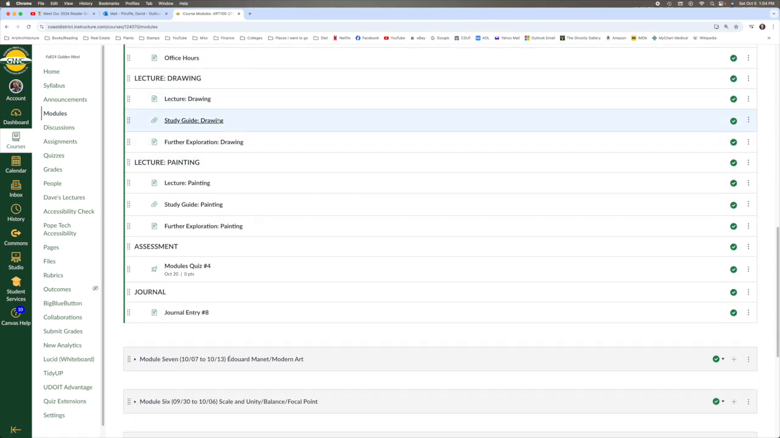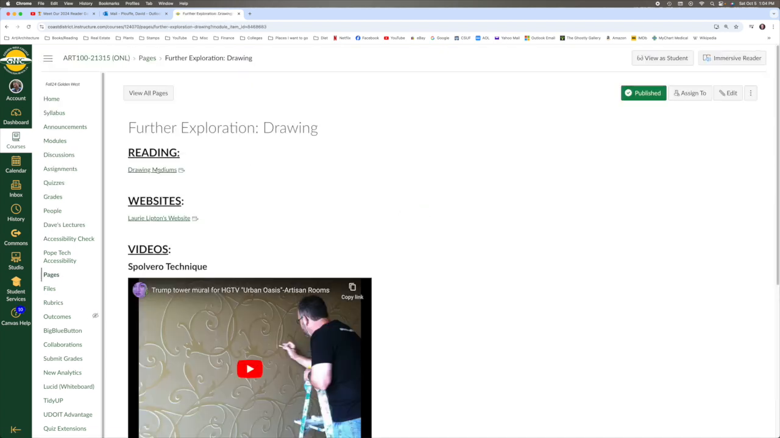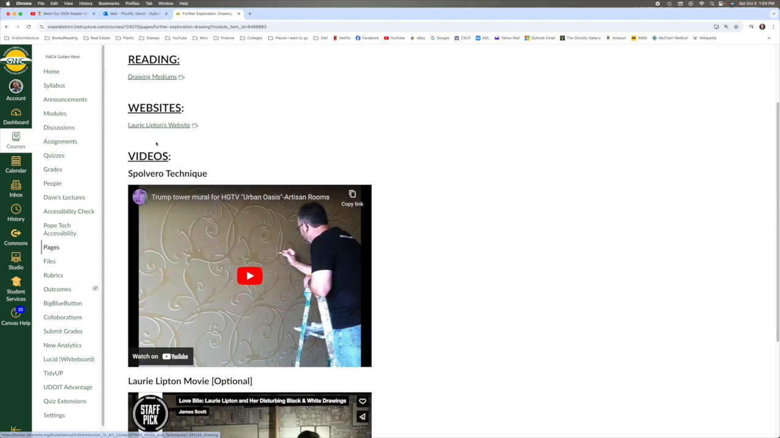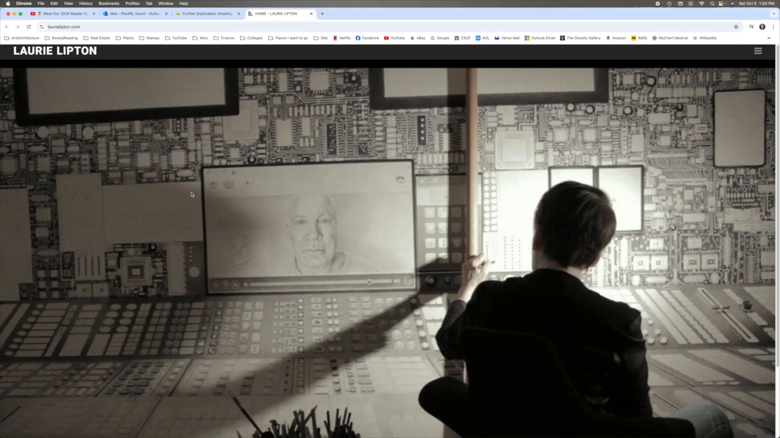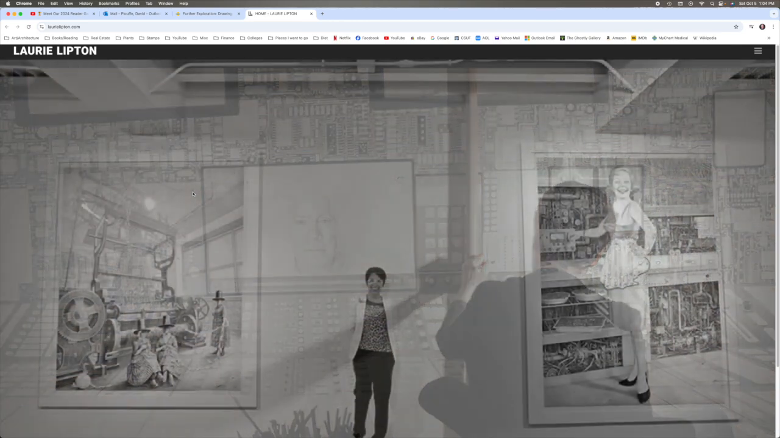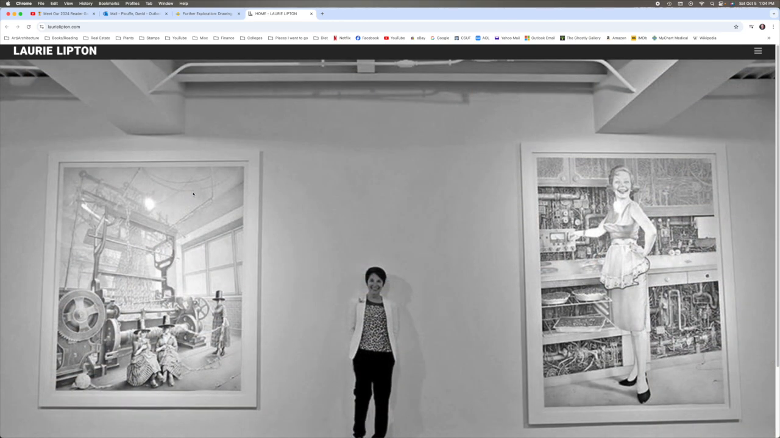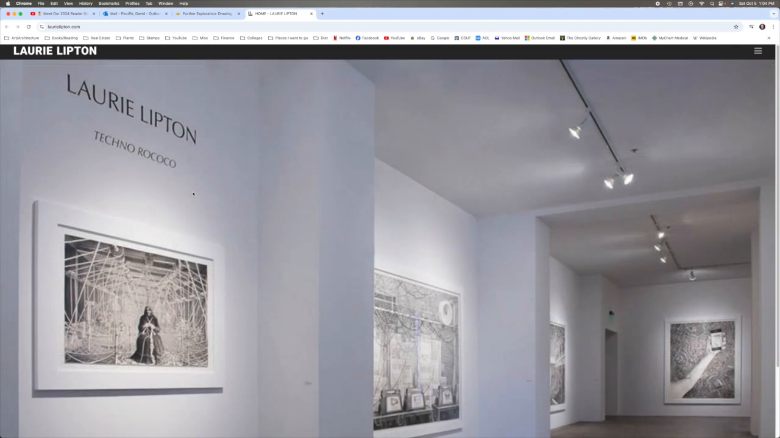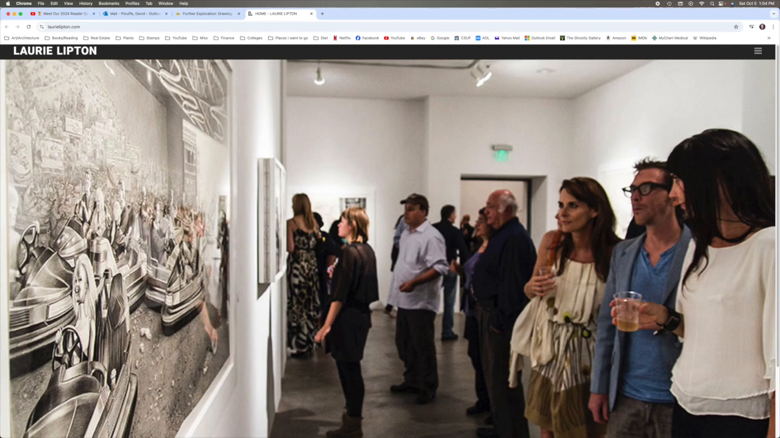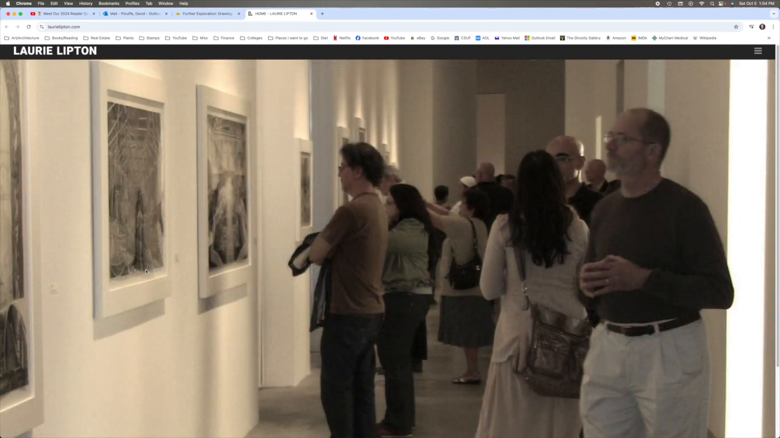For the lecture on drawing, we have the lecture, study guide, and then the further exploration section. So we've got a reading on the different drawing mediums that are going to be used. We have a link to Lori Lipton's website, which is one of my favorite artists. We're going to go ahead and pop that open right now. Her artwork is pencil or charcoal, and she is also left-handed, so smearing is always an issue. And look at the intricacy that she is able to create in these drawings.